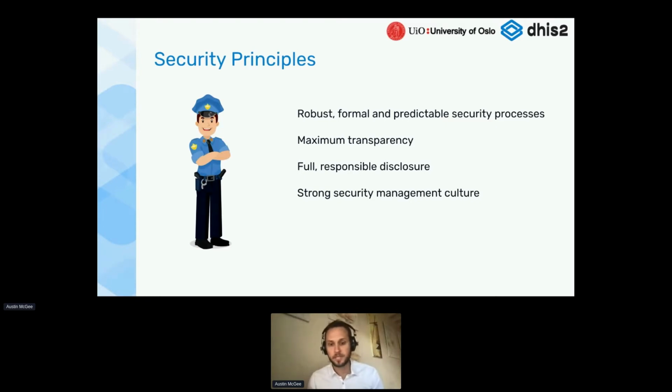And all of this comes together in promoting and increasing our own incarnation of a strong security management culture. So this is not only relevant to software development, it also is involved in organizational management and in the processes and procedures that you put in place to deal with all sorts of different security issues that might arise.